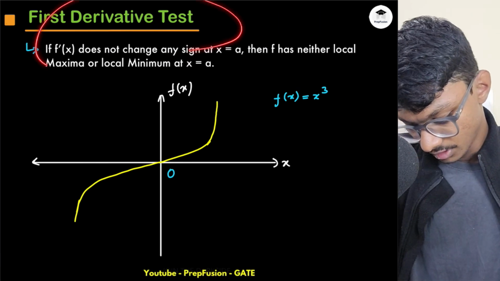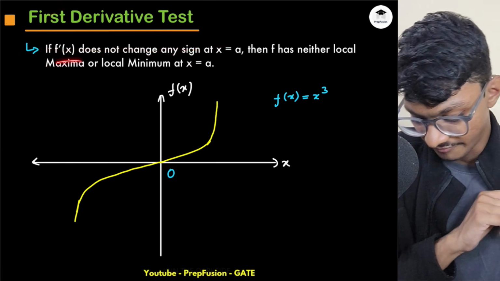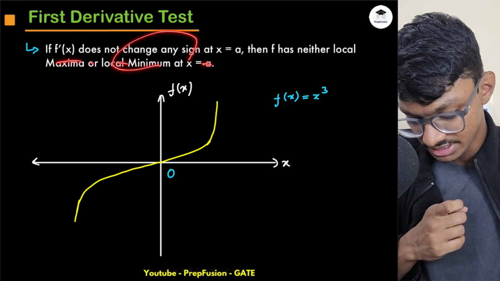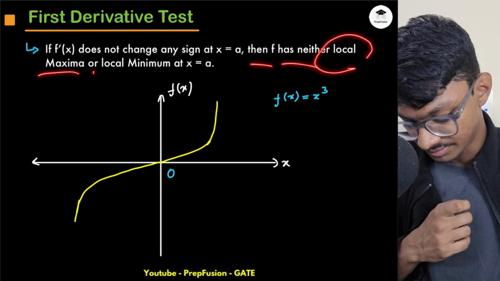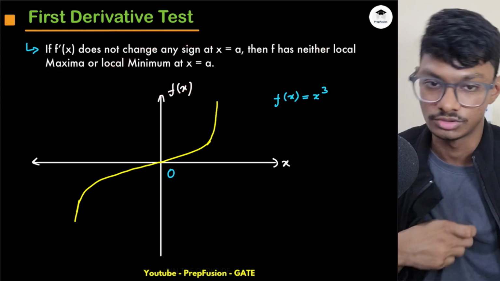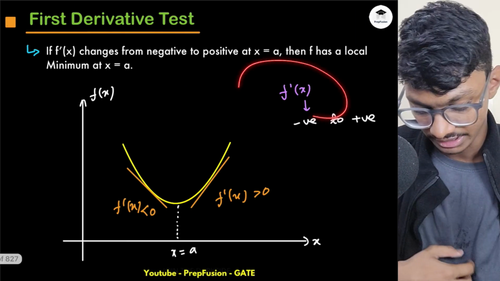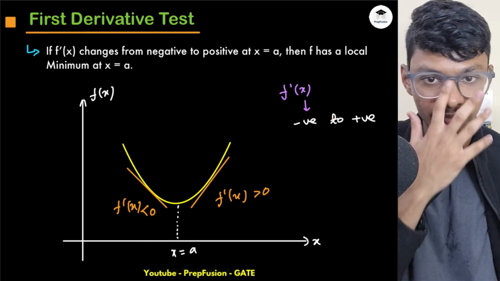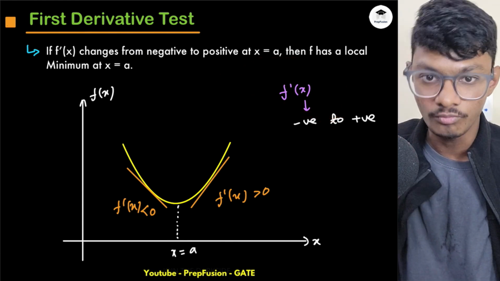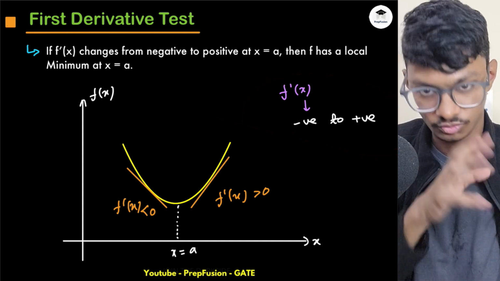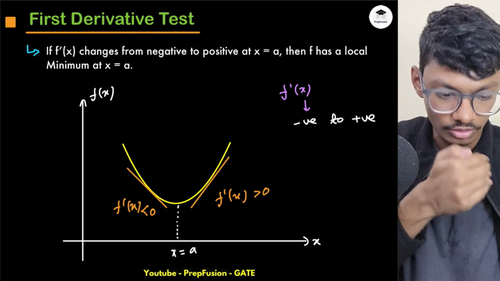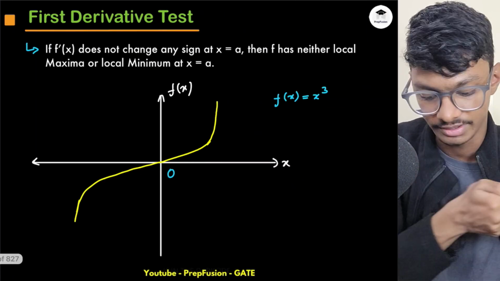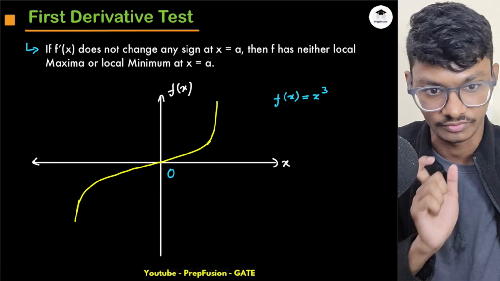Here is one important point: if f dash of x does not change sign at x equals a, then f has neither local maxima nor local minima at x equals a. This change of sign of f dash of x will be derived from f double dash of x. Currently we are just showing you this change of sign with f dash of x only, but later on we'll also understand f double dash of x. That will define the sign of f dash of x.